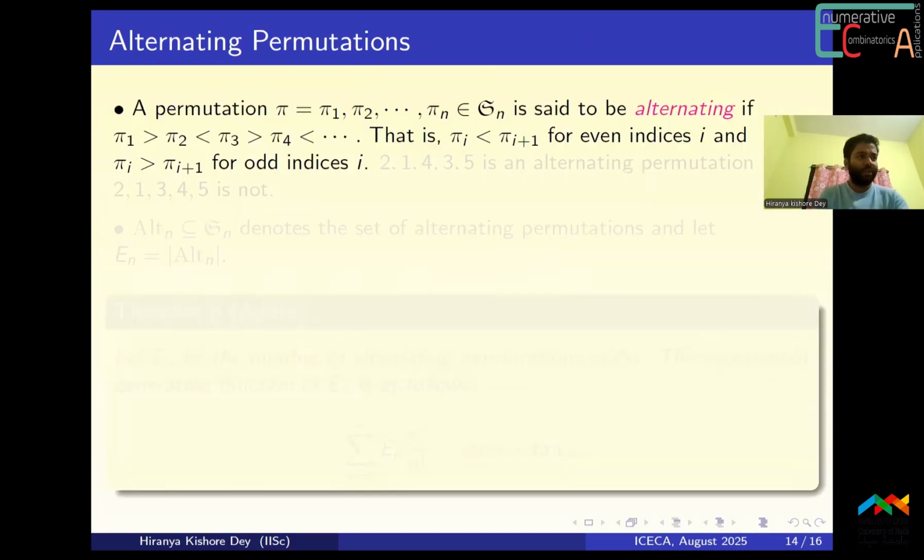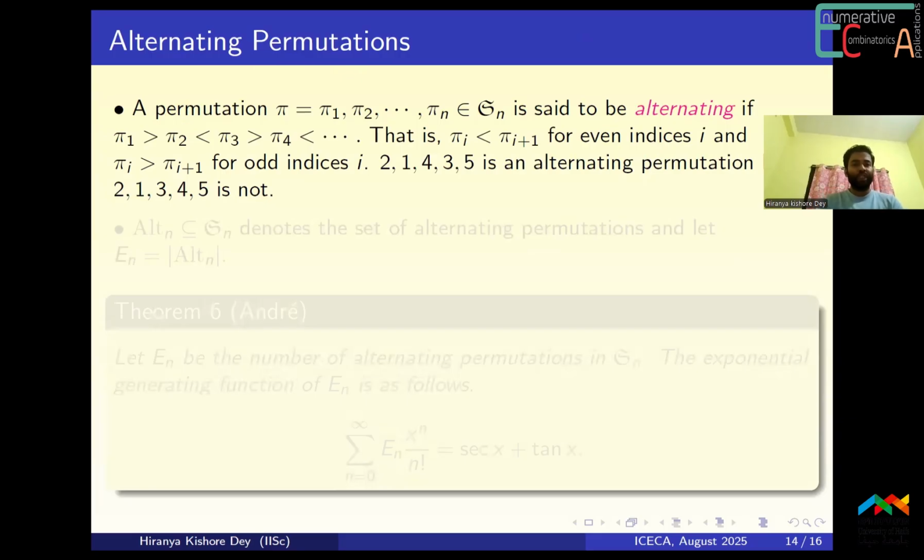Now we have seen alternating runs and the alternating group, and now let's go to alternating permutations. A permutation is said to be alternating if the first entry is greater than the second, which is less than the third, which is greater than the fourth, and so on. So it is pi i less than pi i plus 1 for even indices i and pi i greater than pi i plus 1 for odd indices i. For example, 2, 1, 4, 3, 5 is an alternating permutation: 2 is greater than 1, 1 less than 4, 4 greater than 3, 3 less than 5. But 2, 1, 3, 4, 5 is not.